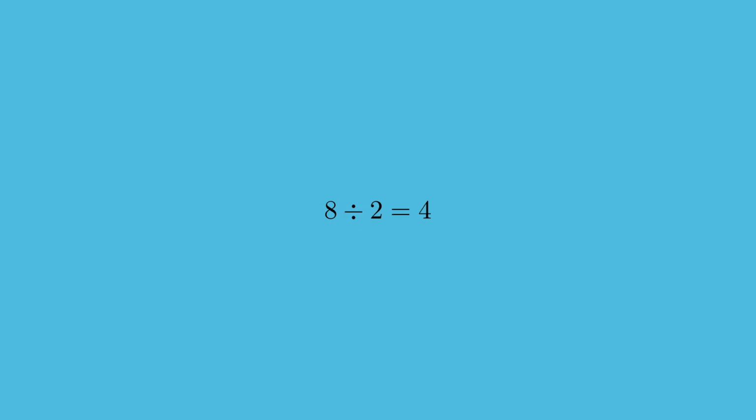We begin by taking the given fraction, which is 8 divided by 2. To solve a division problem, we simply divide the numerator, which is 8, by the denominator, which is 2. When we perform this calculation, we find that 8 divided by 2 equals 4. Thus, the correct answer is 4.